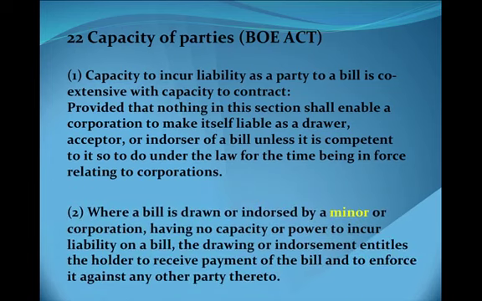But where a bill is drawn or endorsed by a minor, that is us, because we have never grown to adulthood, by a minor or corporation, having no capacity or power to incur liability on a bill, the drawing or endorsement entitles the holder to receive payment of the bill and to enforce it against any other parties thereto. Okay, so what happens as a minor? We sign it, send the bill back to them. They are entitled to go to our trust account and receive payment for it. And that's what we're going to be doing.